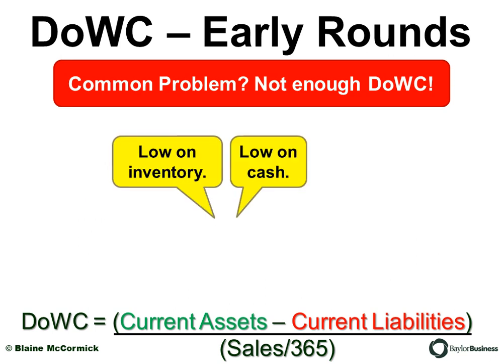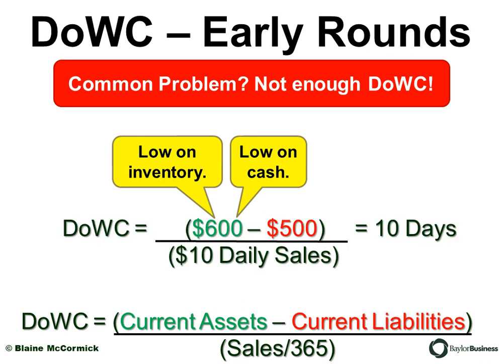That's great, but in early rounds, teams struggle with two problems getting liftoff here. Teams are too low on inventory, they're not making enough, or they're selling more than they expect, or they're low on cash. And what this does is it hits your current assets, because that's inventory and cash. So if your current assets drop, the spread between your current assets and current liabilities goes to $100. And if you have $10 of daily sales, that only gives you 10 days of working capital, which puts you in the red zone for having too little.